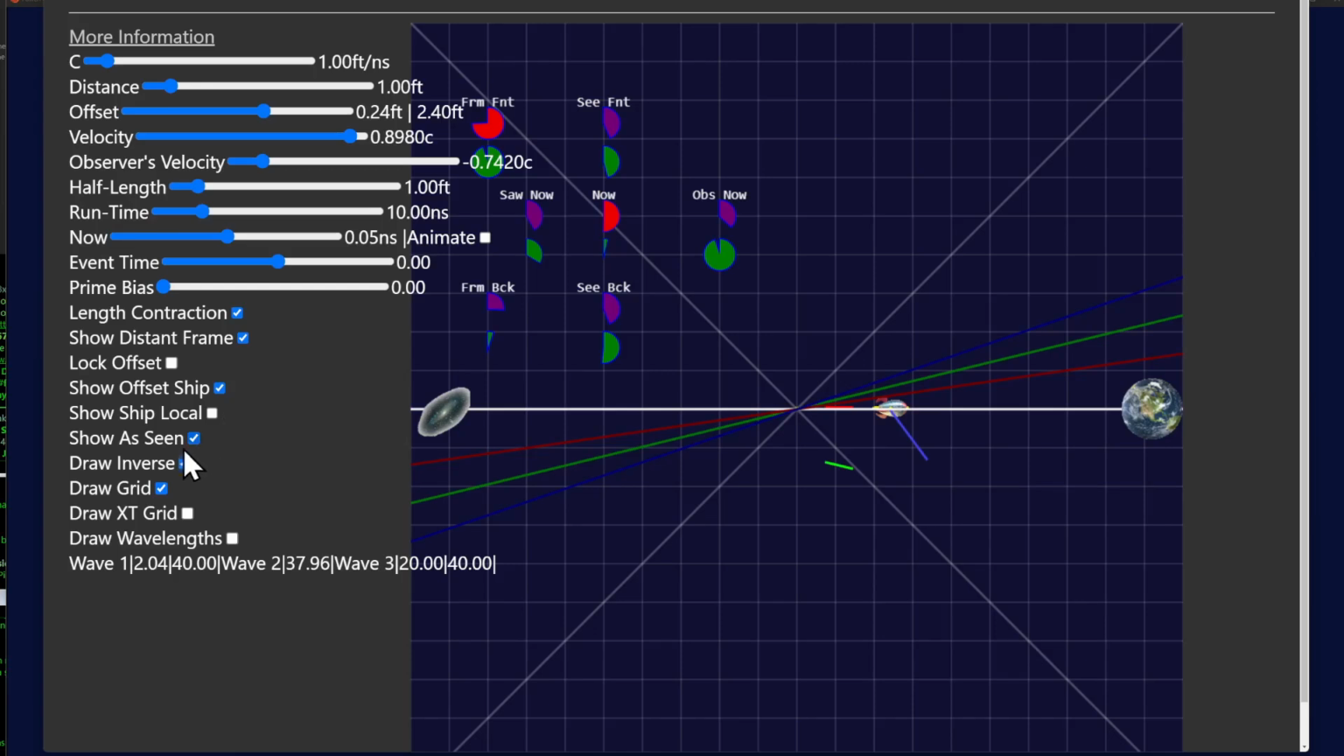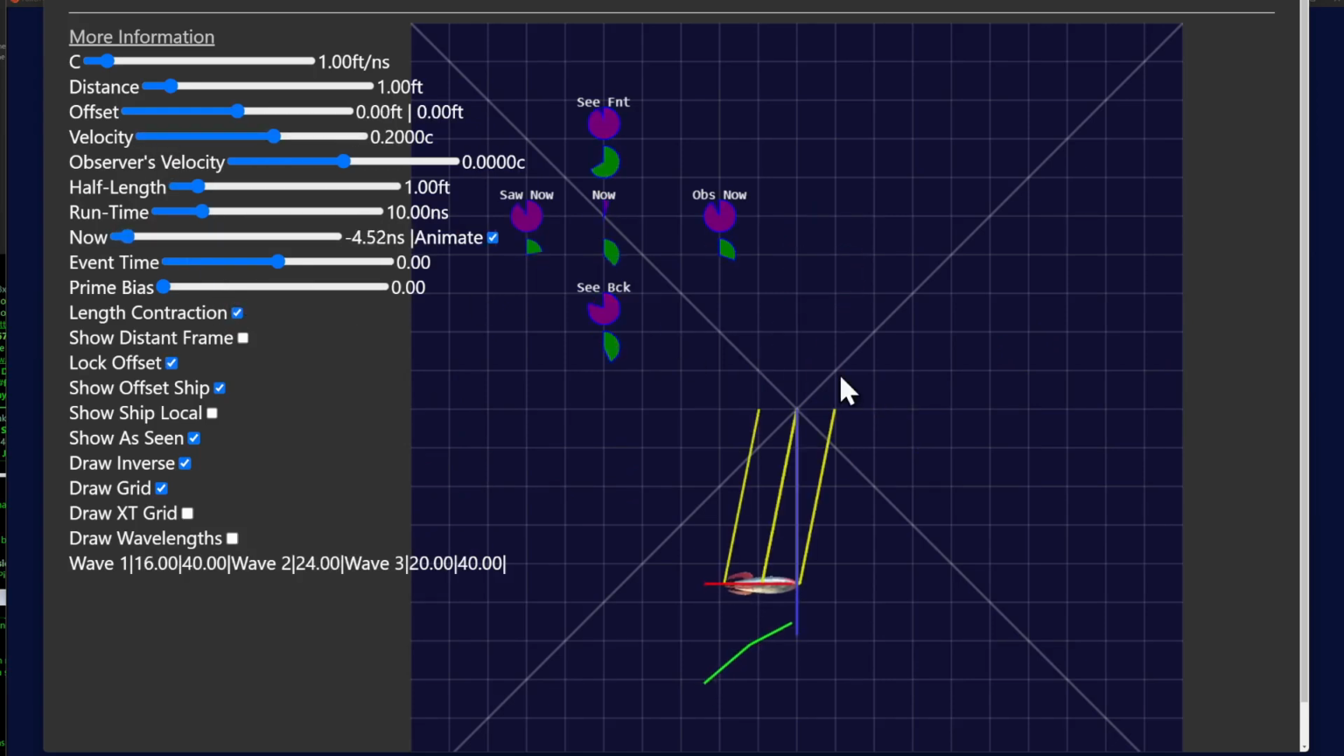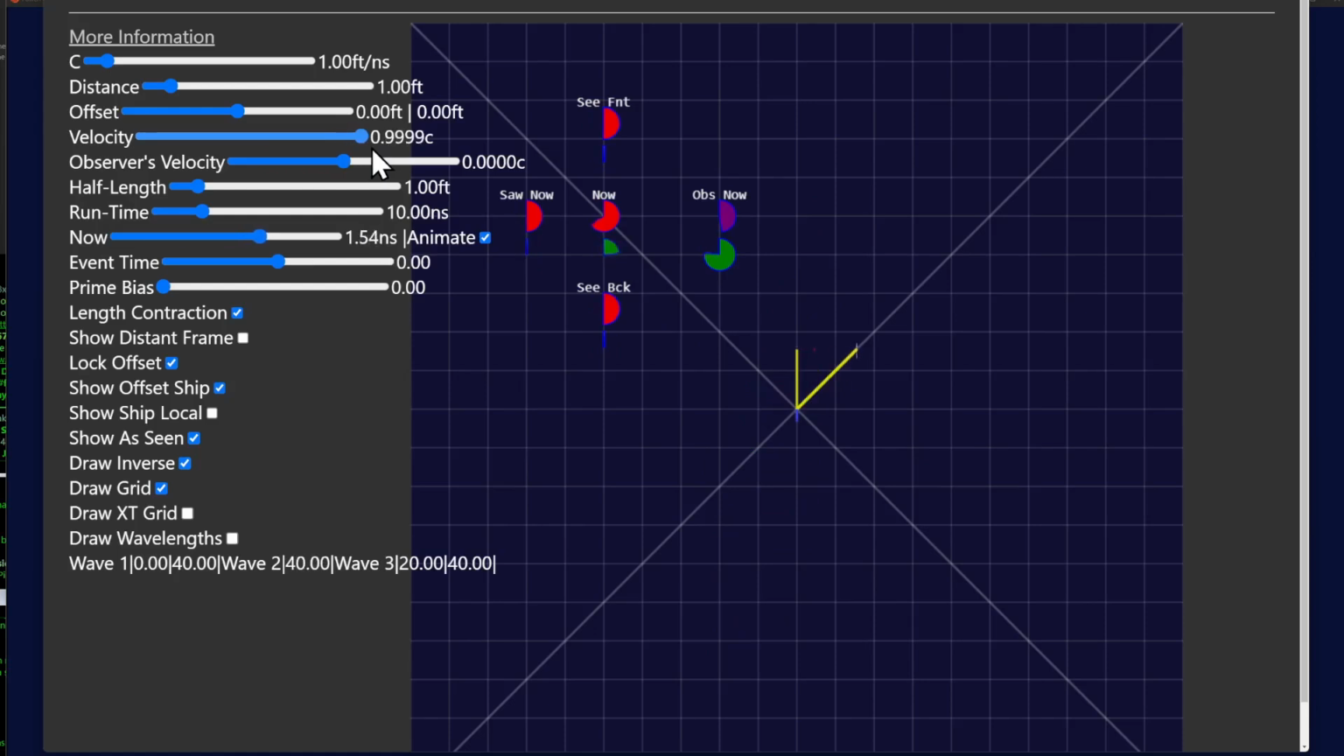So which option was that? Show distant frame. So if we go back to, well, we'll just reset this. What this is showing is the velocity of the ship can go up to a maximum of the speed of light. So that's this 45-degree angle. And an observer, which is this blue line, can also go positive or negative the speed of light. And then I'm able to show various clocks that are happening.